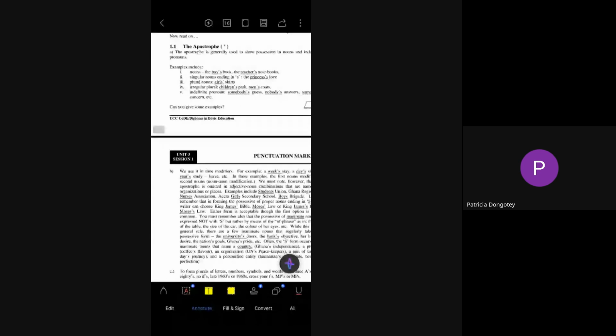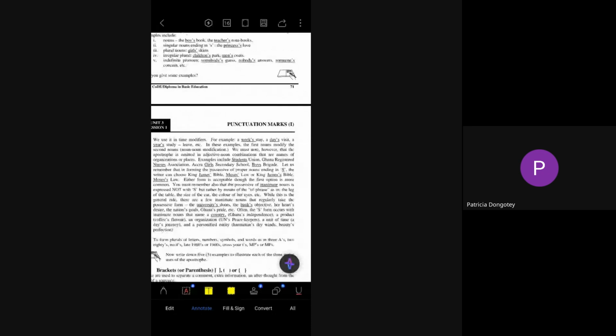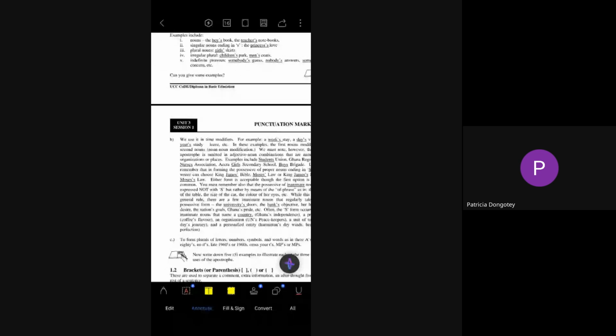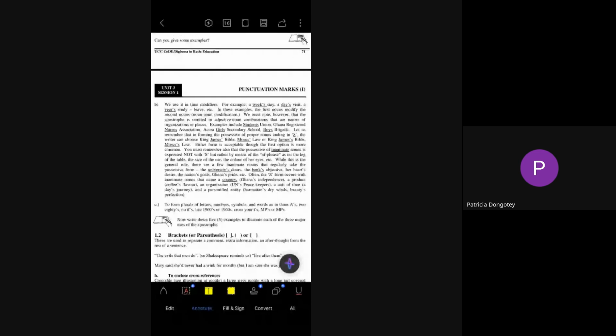So that is the first usage of the apostrophe. We also use the apostrophe when we want to indicate time modifiers. The second usage, time modifiers, in a sentence like a week's stay, a day's visit, a year's study. So that is time modifiers to differentiate it. That is the best thing to do. And then again, we also use the possessive for proper nouns ending in S, just like Jesus's Bible, Moses's law.